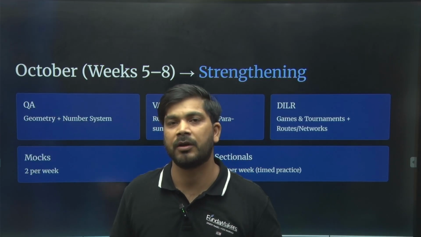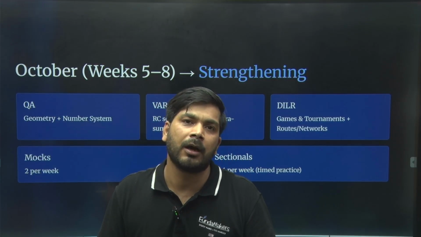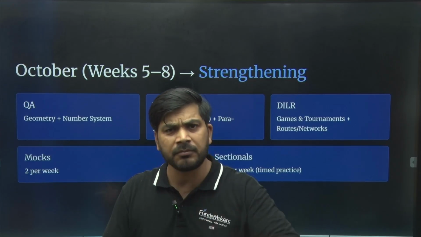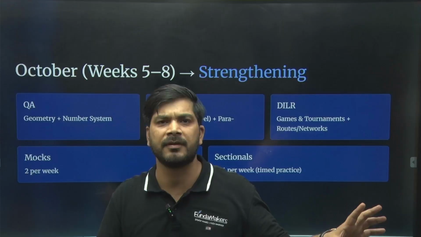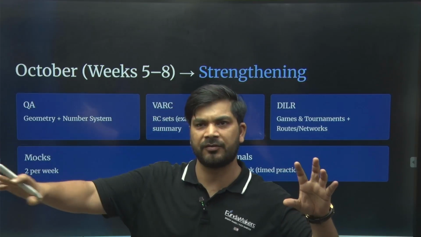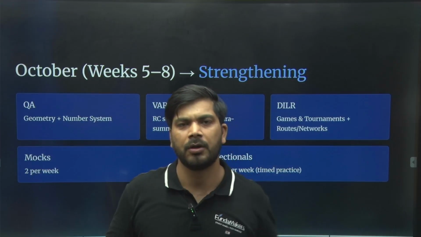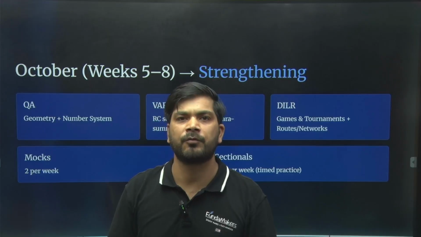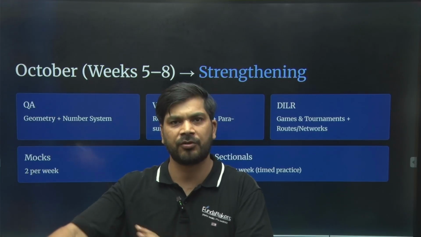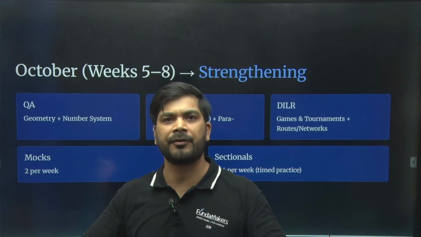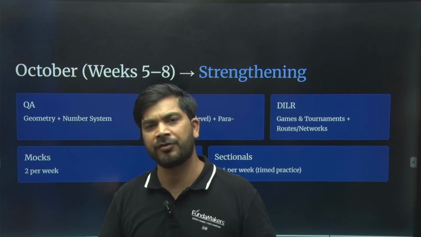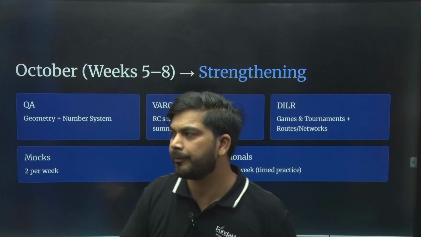If at all you are not accessible to that, then you can make your own sectional test. Pick up 4 RCs from some source, and then 2 parajumbles, 2 para-completion, 2 odd man out and all. And make a bouquet of 24 questions and make sure that you solve them in 40 minutes. So it's easy, right? It's not like you need to have great resource in order to prepare, right? Resources come secondary, hard work is primary, okay?